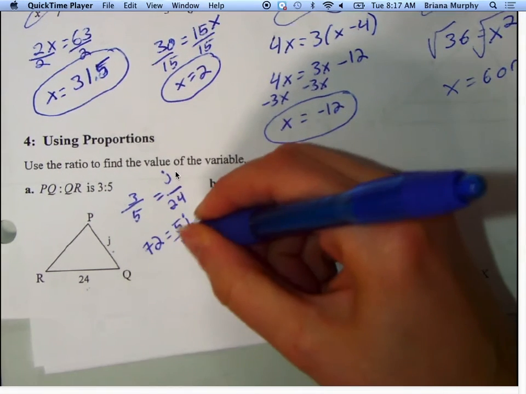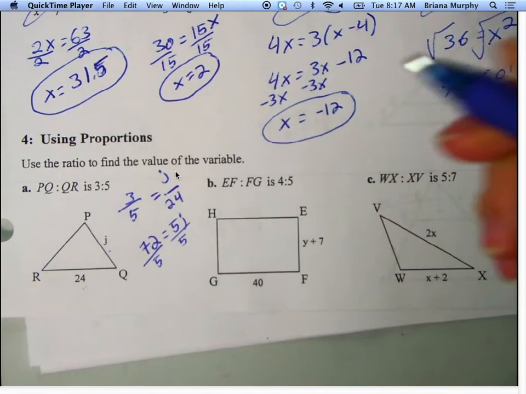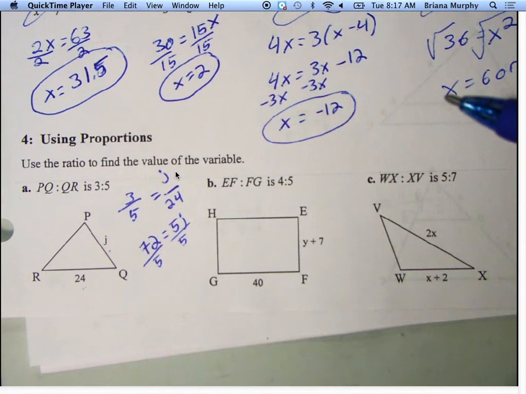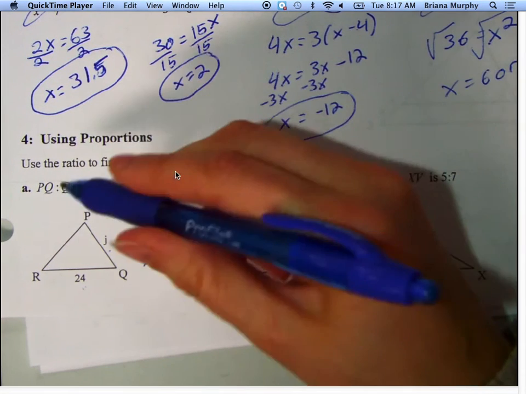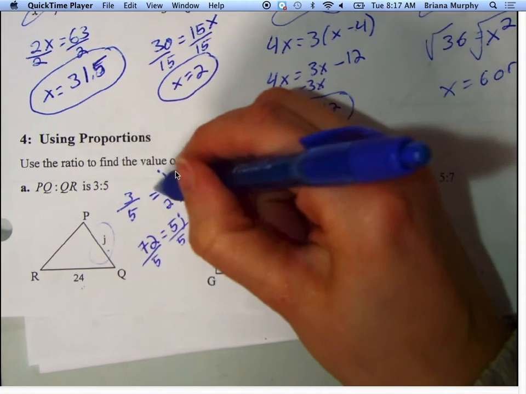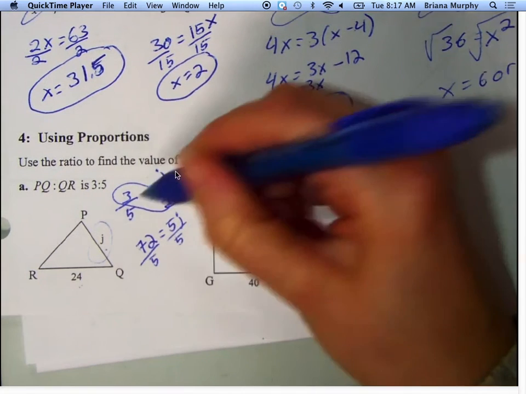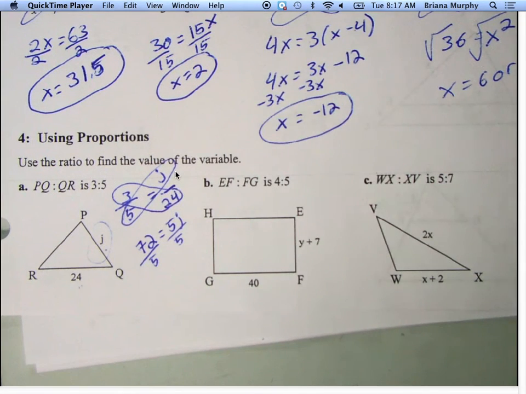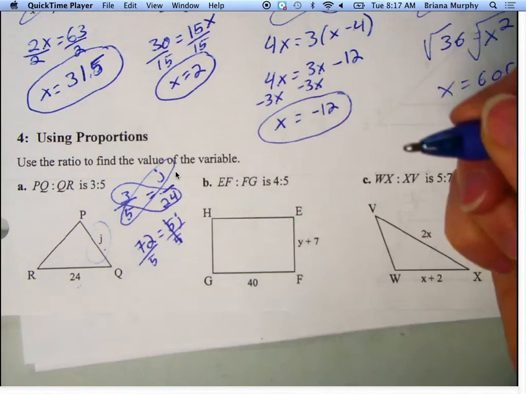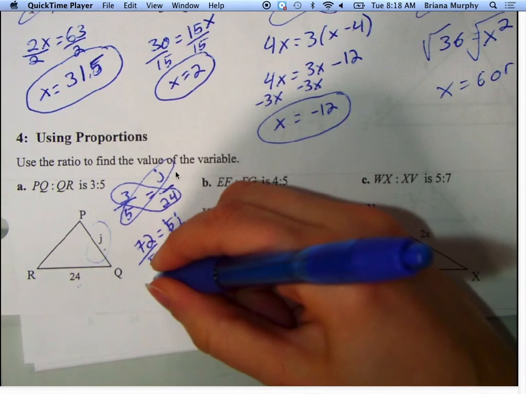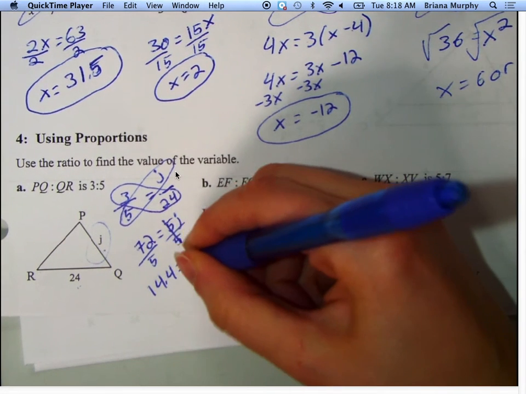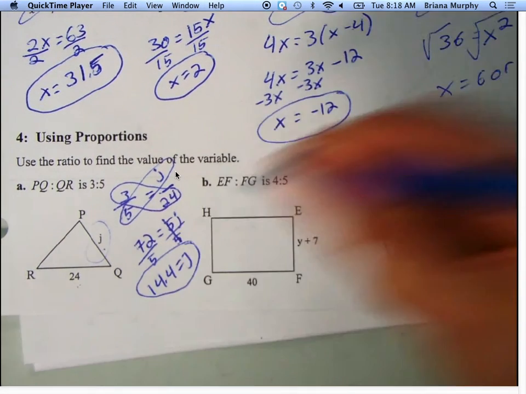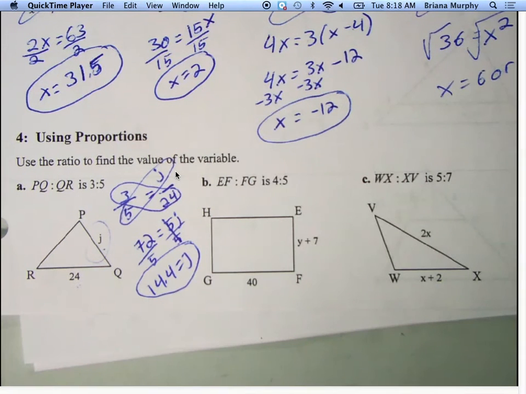Divide by 5. Okay, did I go too fast? J on top of 24, from right here. A little bit too fast, though. 3 times 24 is 72. 5 times J is 5J. All right. Divide by 5, 14.4, and I get 14.4 equals J. Yeah? Okay.